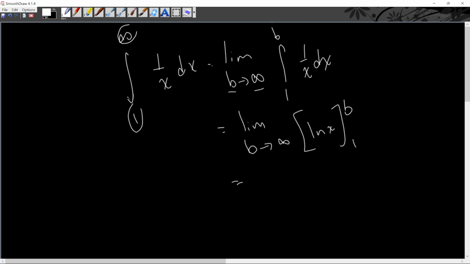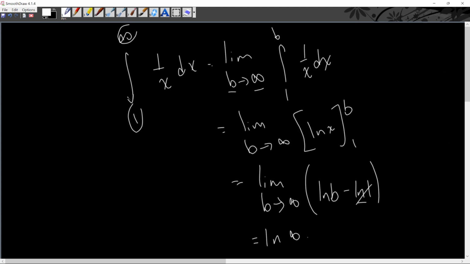And so you plug in these values, you have the limit as b approaches infinity of ln b minus ln 1, which is 0, so we'll just cross that out. And now you have the limit as b approaches infinity, which is ln infinity, or infinity, right?